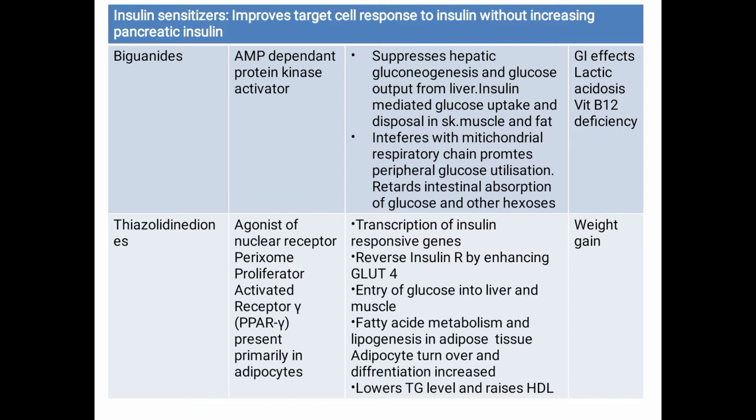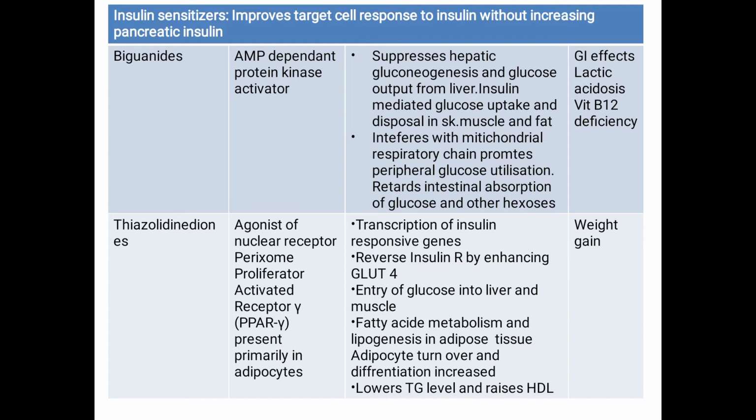Okay, so metformin is the most commonly used drug, and if you see its target, it is going to be an activator of AMP dependent protein kinase. Okay, so AMP dependent protein kinase. So what is its major action? If you see, it is going to suppress the hepatic gluconeogenesis and glucose output from liver. So as I have already told you, it's an insulin sensitizer, right? So it is going to improve all the sensitizing action.